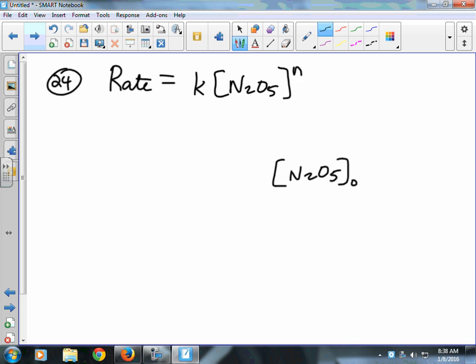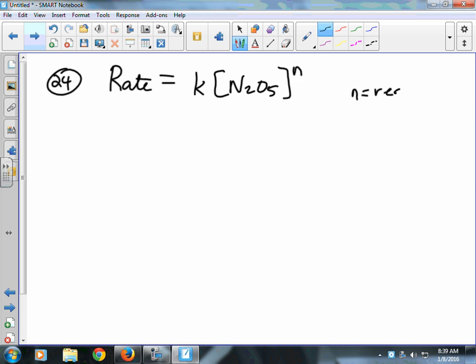Anyway, Kelsey, what that means is initial concentration, which is the concentration at t equals 0 seconds. All right, so this is the form of our rate law. We need to find out what our reactant order n is. Remember, n is reactant order. That's what we've got to find in this first part.